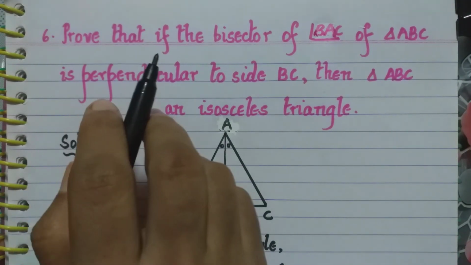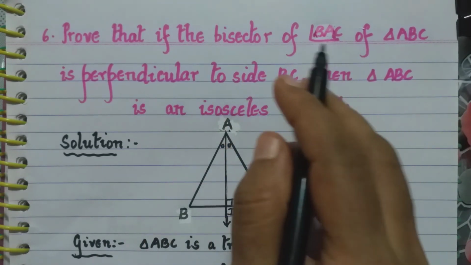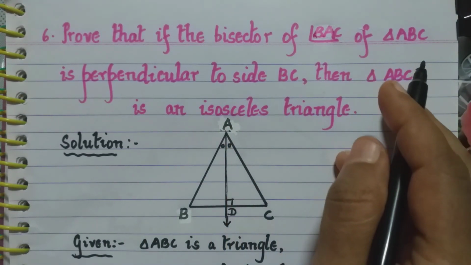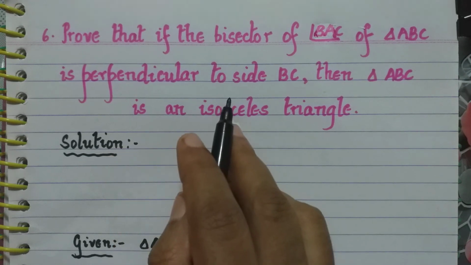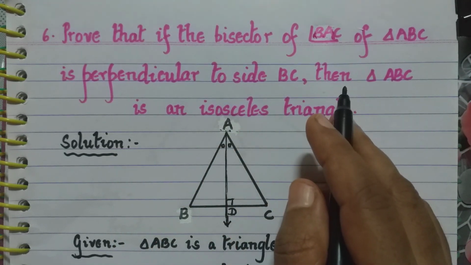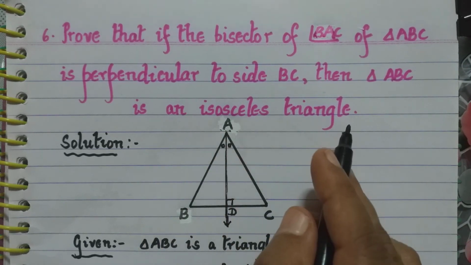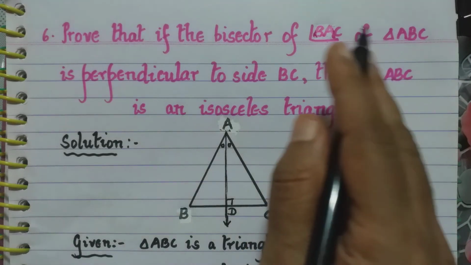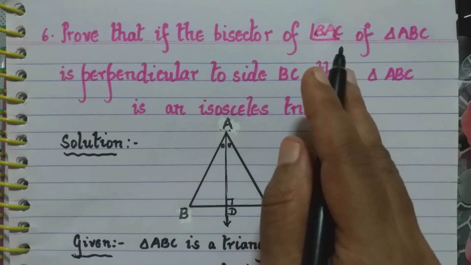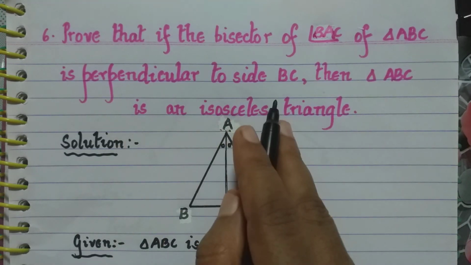The sixth question: prove that if the bisector of angle BAC of triangle ABC is perpendicular to side BC, then triangle ABC is an isosceles triangle. Okay, they have given to us that the bisector of angle BAC is perpendicular to side BC.